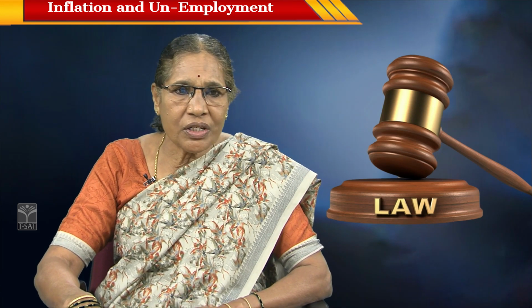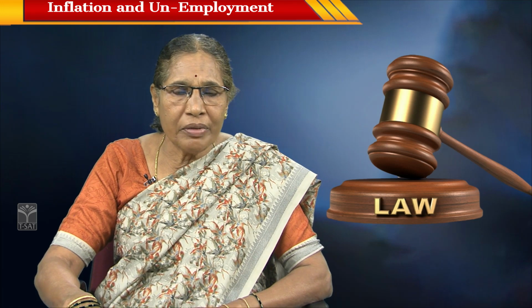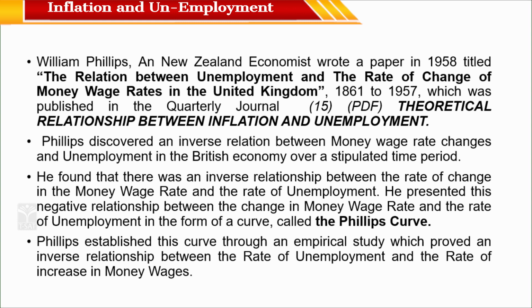As I have mentioned, being a New Zealand economist, he wrote a paper in 1958 known as the relationship between unemployment and the rate of change of money wage rates, specifically taking the study with reference to the United Kingdom. In one of his articles, he also published the theoretical relationship between inflation and unemployment. Subsequently, his study discovered an inverse relationship between money wage rate changes and unemployment in the British economy over a stipulated time period.